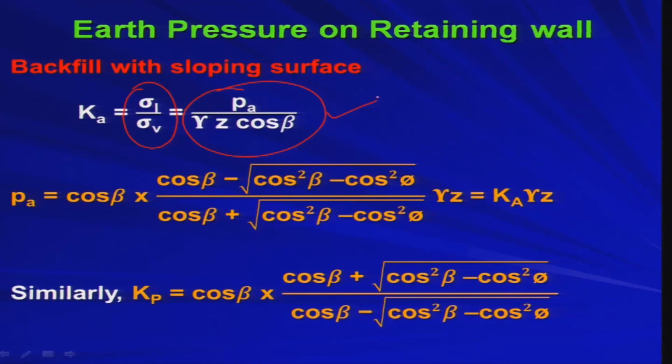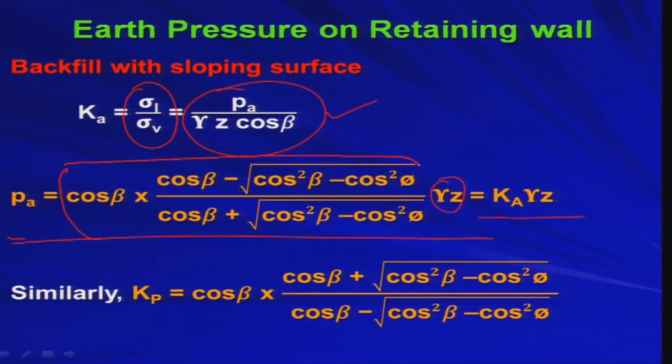Now, this is sigma L and sigma V, just now we have got the expression for that from the Mohr circle. So, if I put that here, I will be getting one big expression like this, Pa is equal to cos beta into this part into gamma z. So, that we can write as Ka into gamma z. Therefore, this whole part is your Ka.